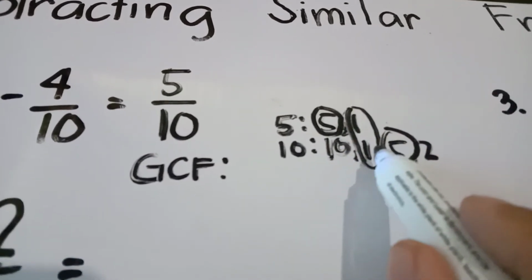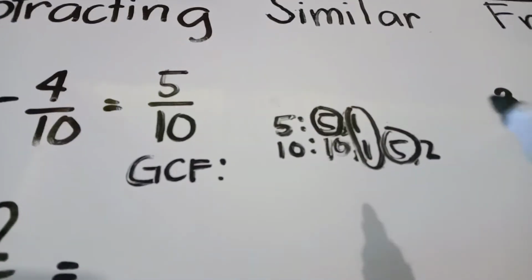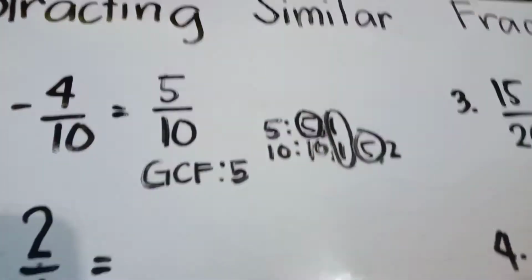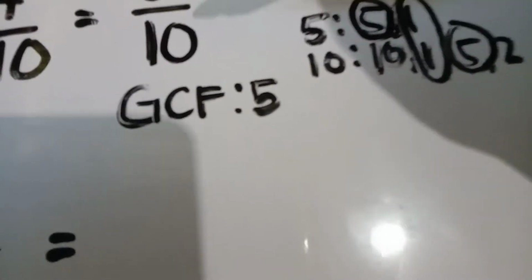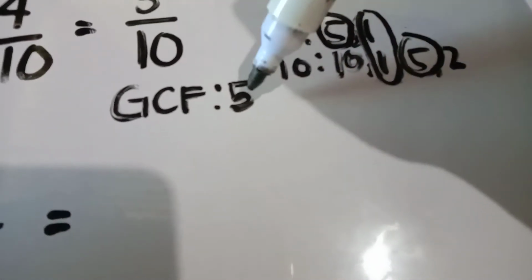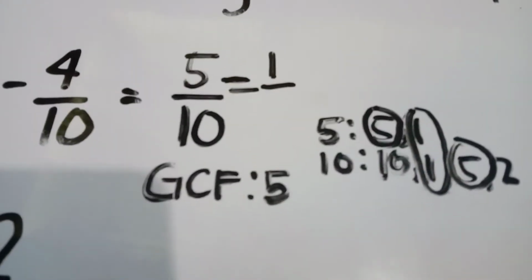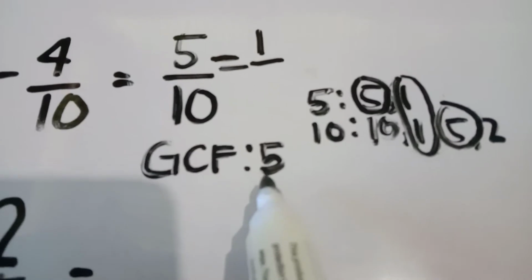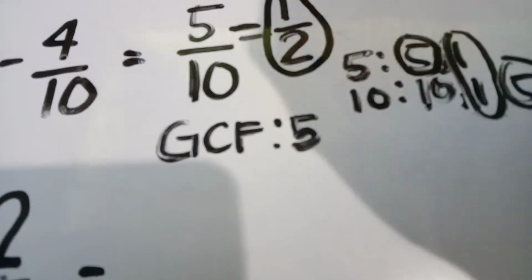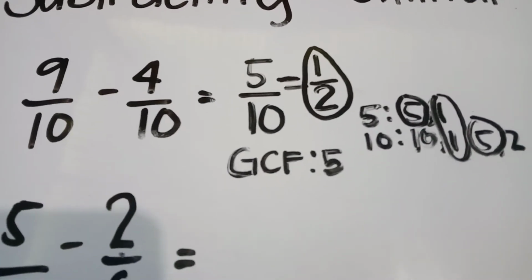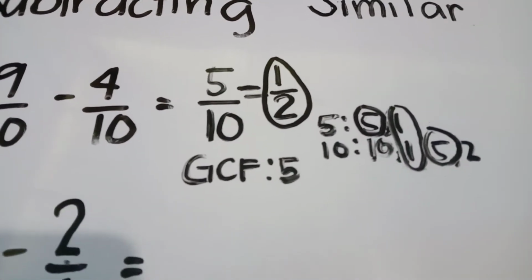Now, out of these common factors, select the greatest common factor. Pipiliin mo yung pinakamalaking common factor, which is 5. So therefore, the GCF here is 5. So next step, we are going to divide the numerator and denominator by our GCF. So 5 divided by 5 is equal to 1. Next, 10 divided by 5 is equal to 2. So 1/2 now is the difference of 9/10 and 4/10. That is the final answer. That is our answer, 1/2.